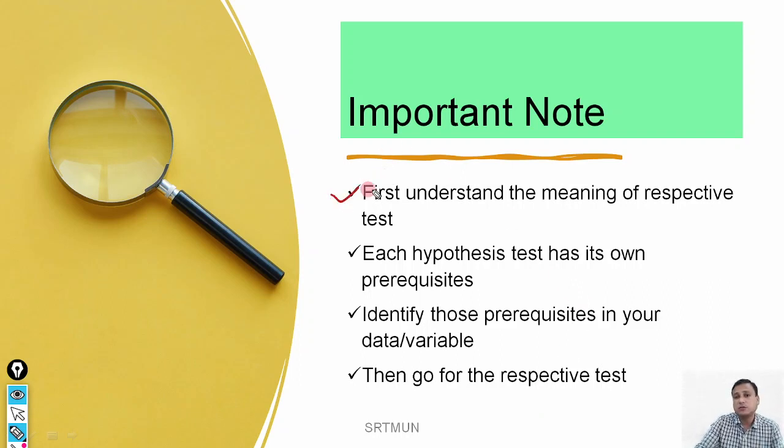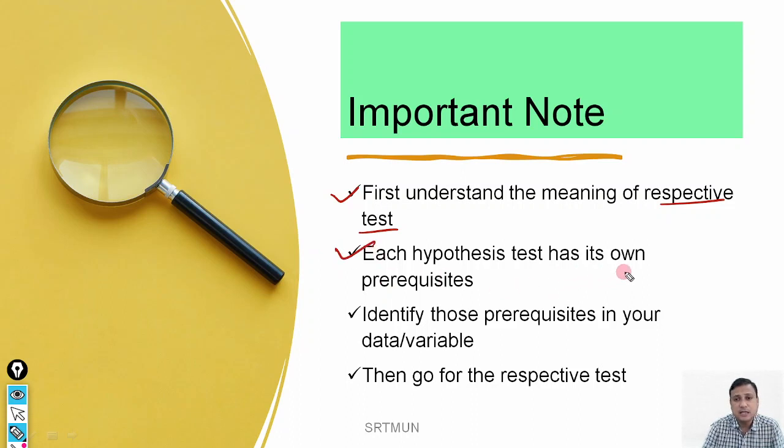First, you will have to understand the meaning of the respective test. You should know what a one-sample t-test, two-sample t-test, and chi-square test are. You should know the meaning of those, and we are going to see that meaning in the respective lecture.